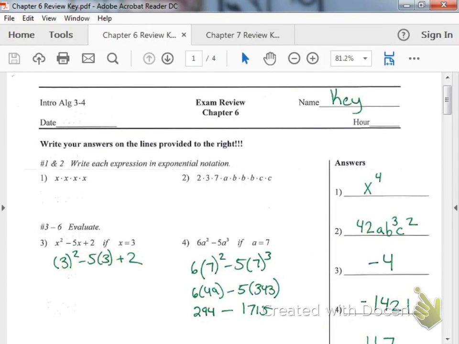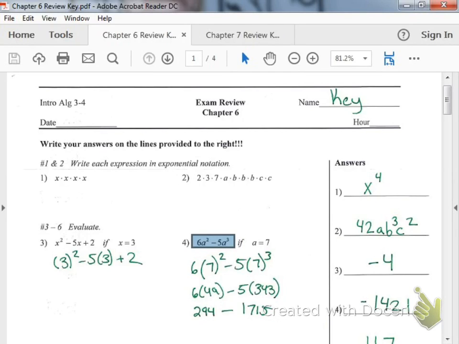Alright, so on the board you can see the answer key for chapter 6. Make sure you're looking at the right one. Answers are right here. Work for some is shown over here. From your comments a minute ago, it seems like number 4 was an issue for some of you.